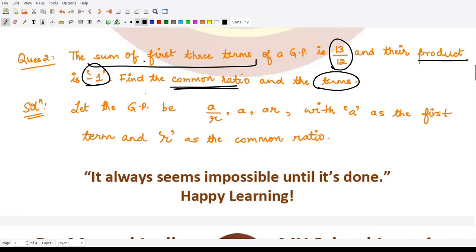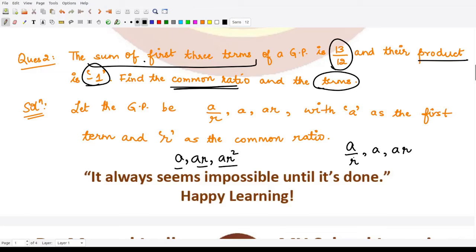So now here we need to choose the terms very carefully. Usually what we do, we choose the terms from the standard form, which is a, a into r, a into r square. So we choose the first 3 terms as these 3, right? However, if you choose them, your calculation would be tedious and you would be stuck solving for the values of a and r.